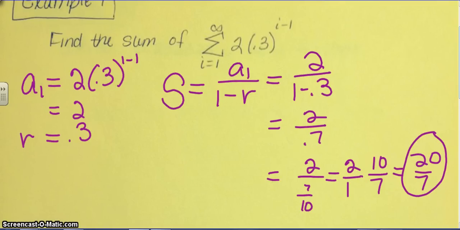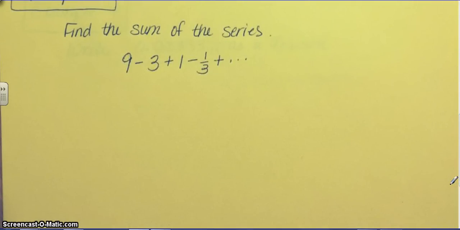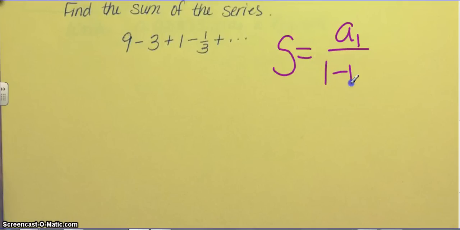Example number 2. Find the sum of the series 9 minus 3 plus 1 minus 1/3, and so on. And again, I know that I need to use this formula. S is equal to a sub 1 over 1 minus r. And this only works if the series is geometric and if the absolute value of your ratio is less than 1.